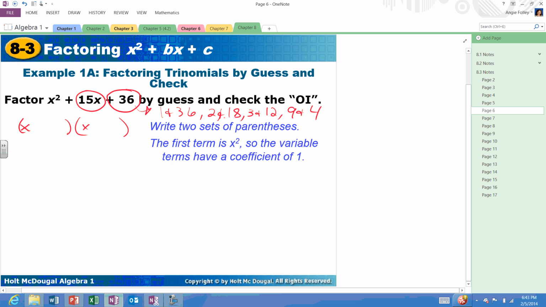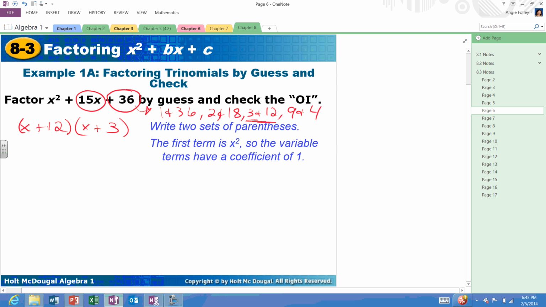Well, 1 and 36, in no way can I add up to 15. 2 and 18, let's think about that. If I take 2 away from 18, that would give me 16, or if I added 2 to 18, that would only give me 20. So let's move on to the next one, 3 and 12. Do 3 and 12 add together to give me 15? Yeah, 12 plus 3 is 15. So we know that we're going to need a 12 here and a 3 here and plus signs in between.